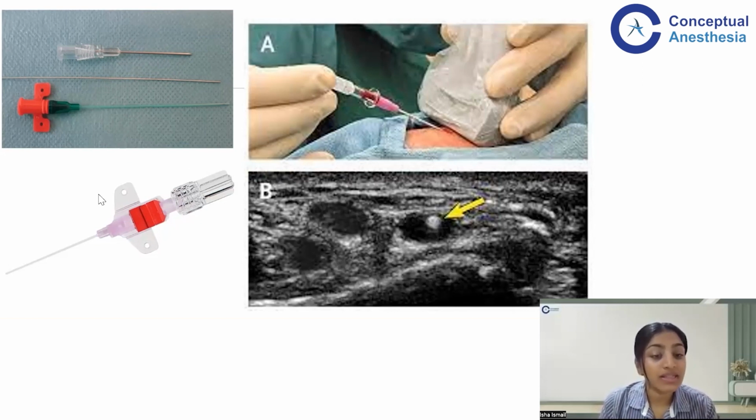This is what we utilize in the OT, and this is the USG guided insertion of your arterial cannula, wherein after the insertion, the needle point that is there will reach the lumen of the artery. You can see the needle point right over here. At the same time, you'll see flashback in your flashback chamber. At this point, you'll drop the angle of your cannula and just push your cannula inside without the needle.